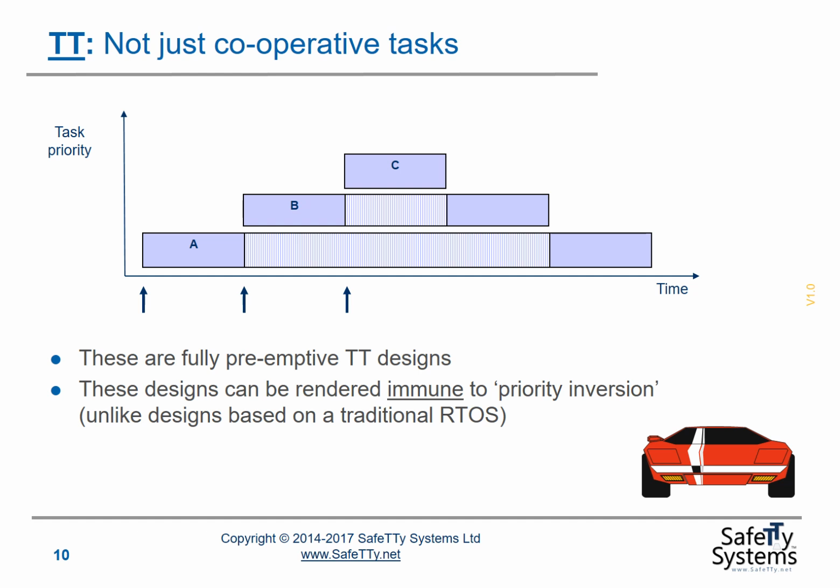We've seen that we can build time-triggered systems not just using cooperative tasks, but also when we have task preemption. And as we've discussed, we can make the designs immune to priority inversion, unlike designs based on a traditional RTOS. So even when we have task preemption, we can still have highly deterministic timing behavior in our system.